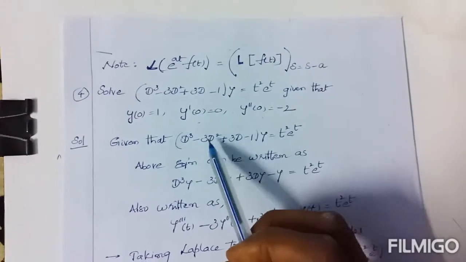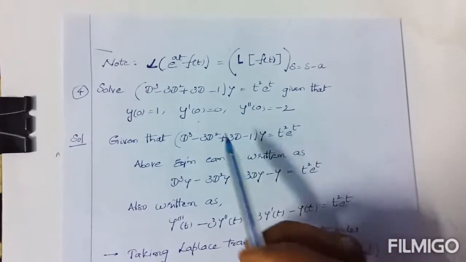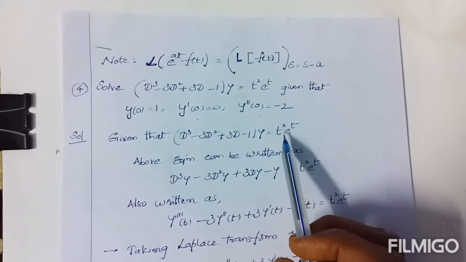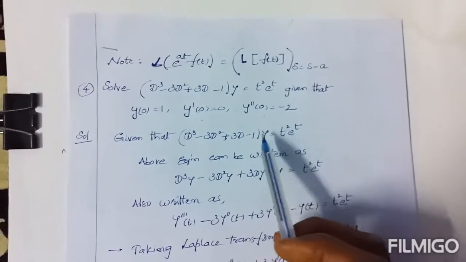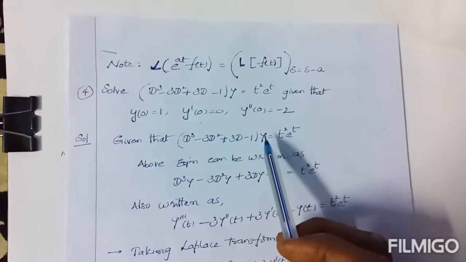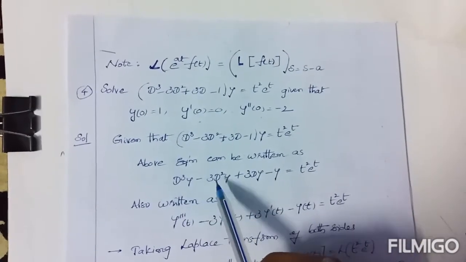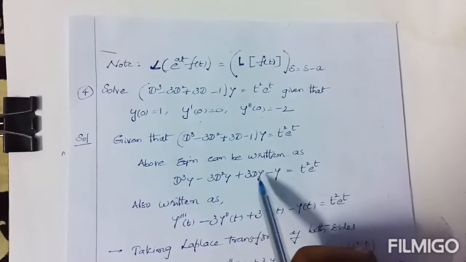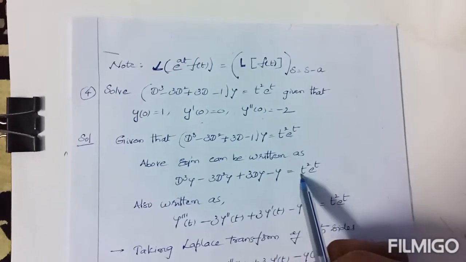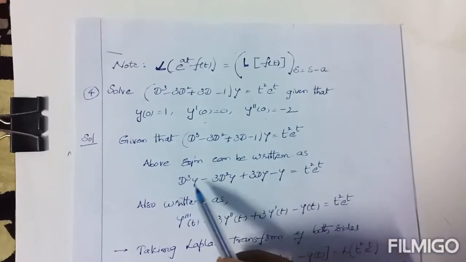First, this is the given differential equation. Now the problem is not in the standard form, so first enter y into the bracket. By entering y into the bracket, the next step is d cube y minus 3d square y plus 3dy minus y equal to t square e power t.